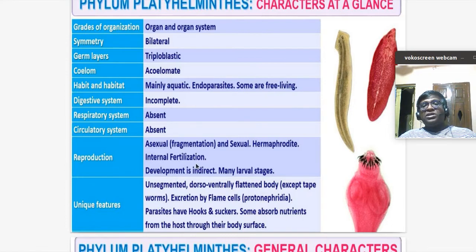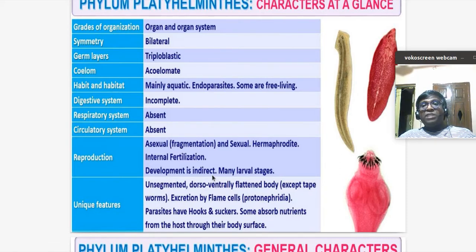The fertilization is internal. Within the female genital tract, the fertilization takes place, that is the fusion of male and female gametes. Development is indirect. Most of them have indirect development and they have larval stages.